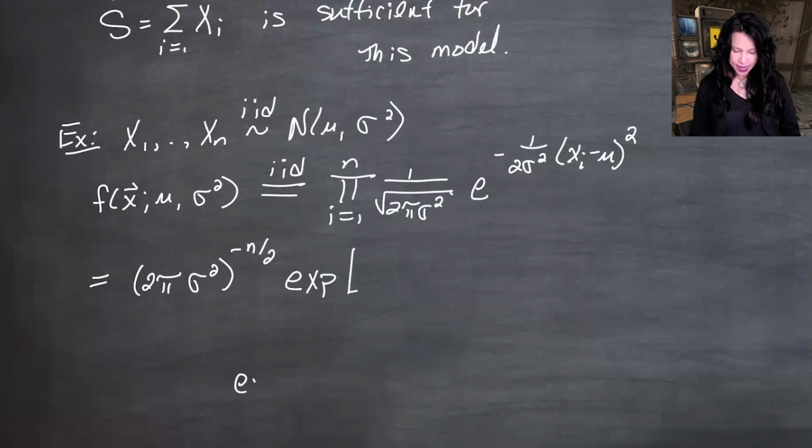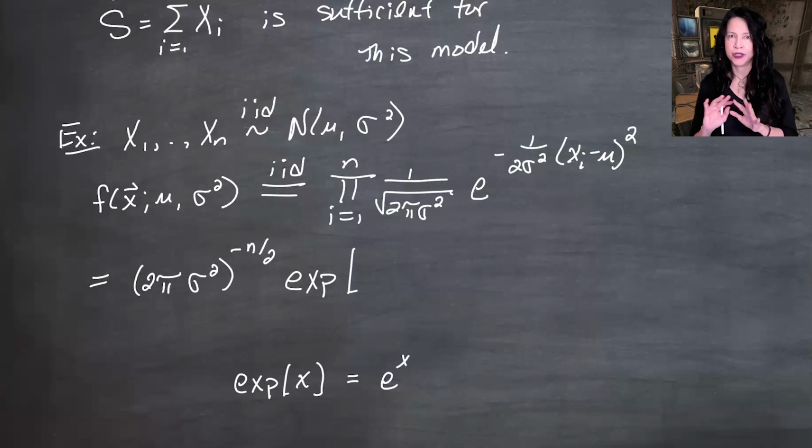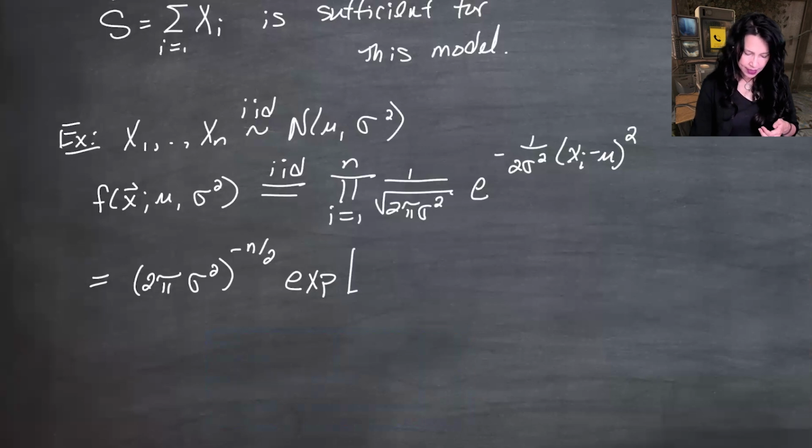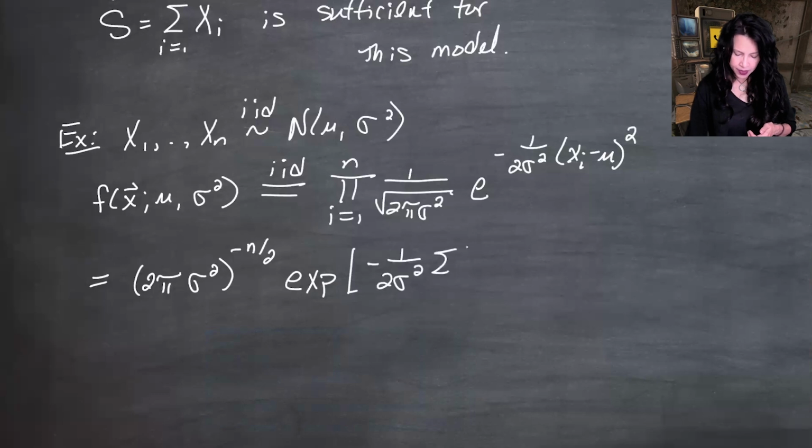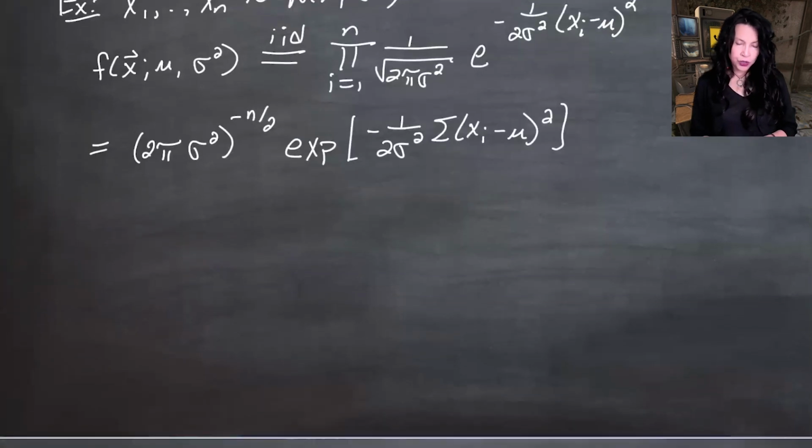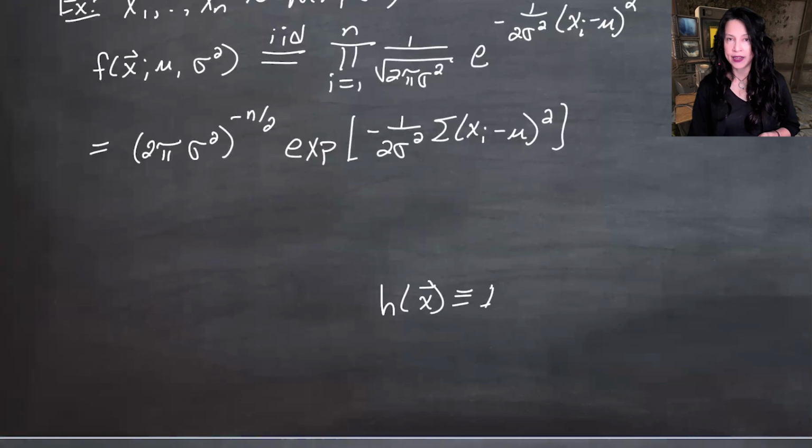So exp of x is just a way to say e to the x, but we've got complicated superscripts and subscripts on superscripts, so it's nice to use sometimes. And I get minus 1 over 2 sigma squared, the sum of (xi minus mu) squared. Okay, so currently I don't see any pure x stuff, but I'm not finished simplifying this. You could say it appears that h of x is identically 1 because there's no pure x stuff.